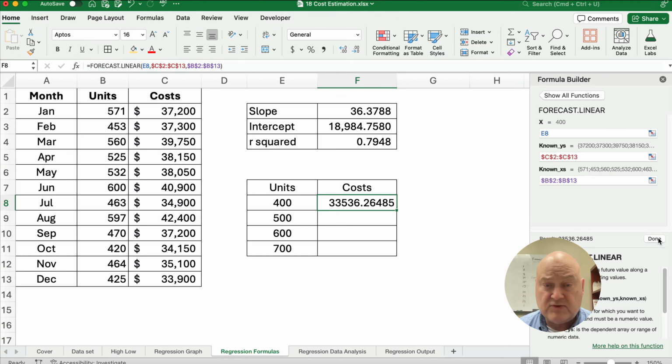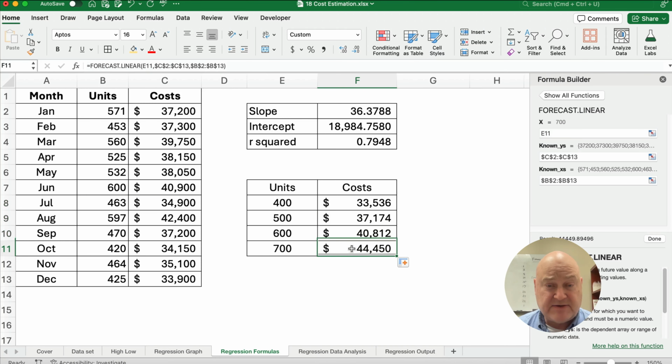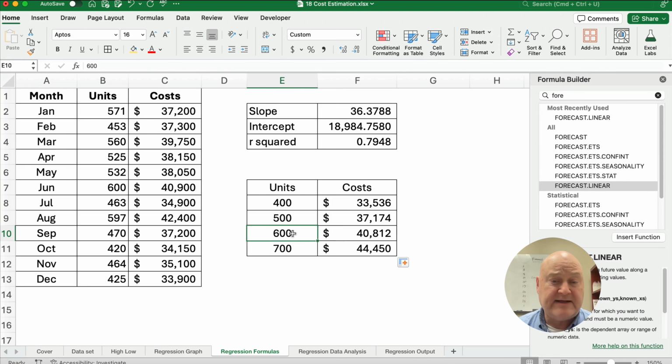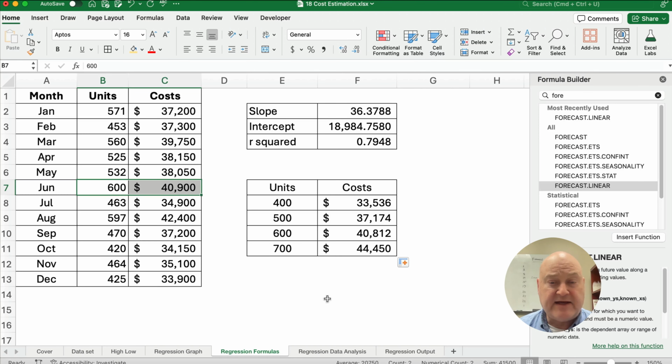So hit enter. Our total costs are going to be 33,000. And we don't need the pennies, so let me get rid of these and put a dollar amount in. So at 400, 33,536, and we can copy this down because I've made the x's and y's absolute. And so now at 500, we think our estimate is 40,812. And at 600, this is 40,900. So our estimate is pretty good based on what our actual data is.